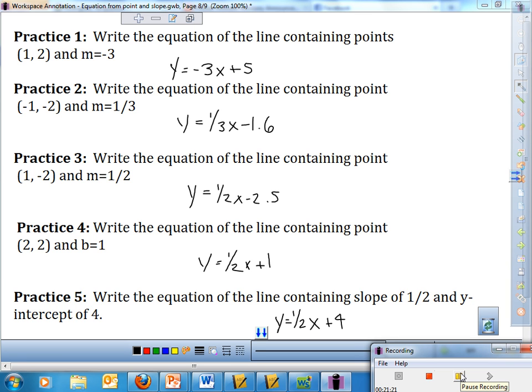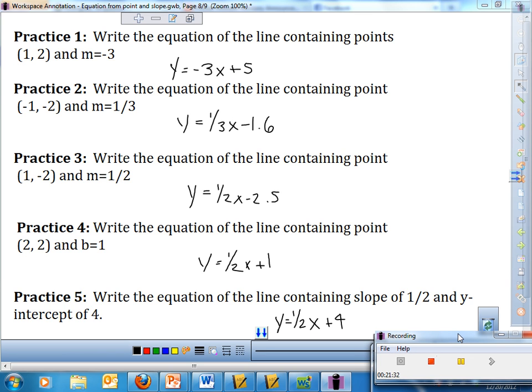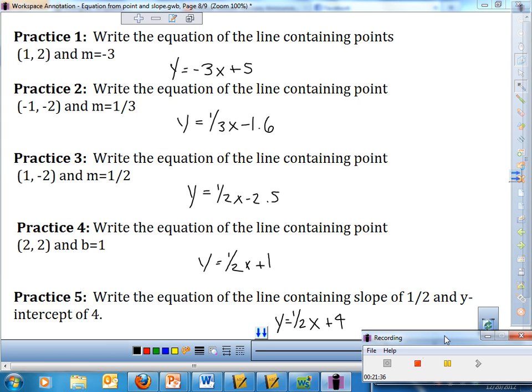Here are the answers to practice 1 through 5. At this point, if you got anything wrong, I'd go back, try to see if you can find your mistake. And if you do find a mistake, write a note for yourself so that you know not to make that mistake again, and you can watch for some key things that you might make a mistake on.